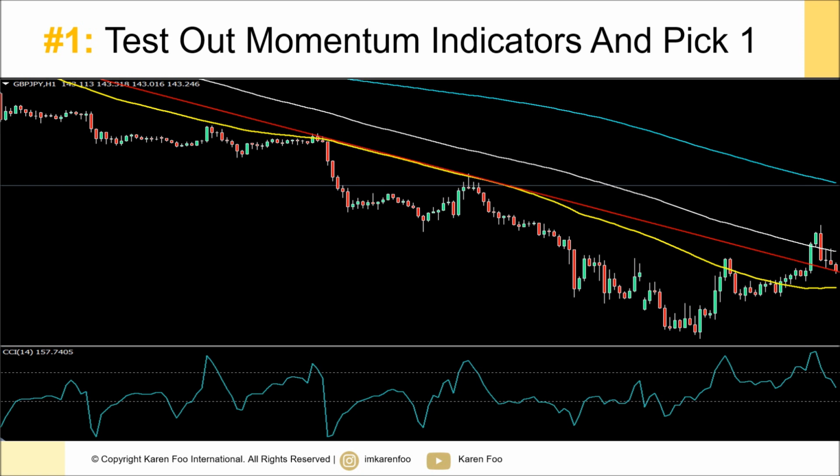At most, you can go to 2 indicators if you want more confirmation, but I feel that there's no need for that. But never go up to 3, okay? So momentum indicators, pick 1. But then how about your candlestick patterns? I've taught you so many patterns. Which one should you use?